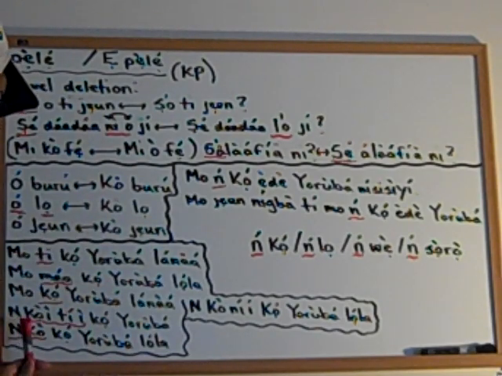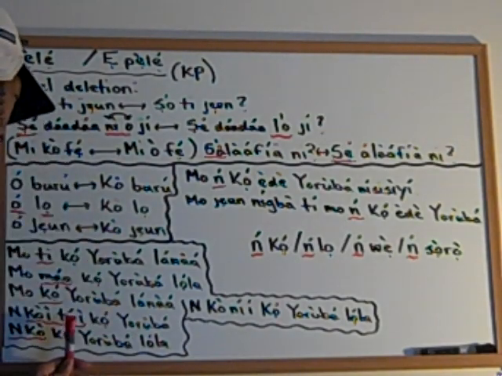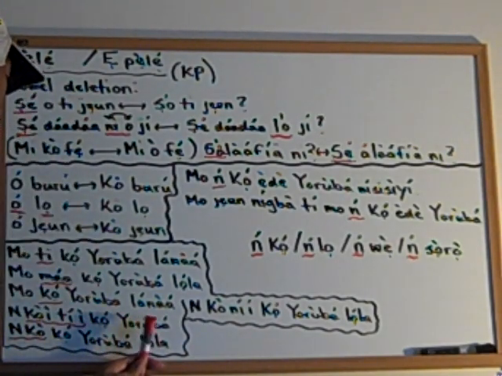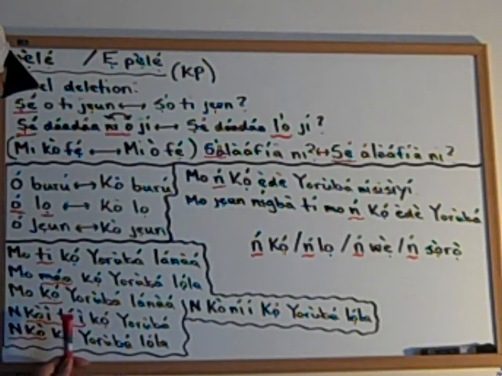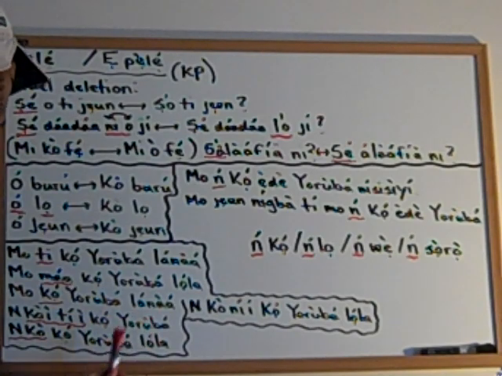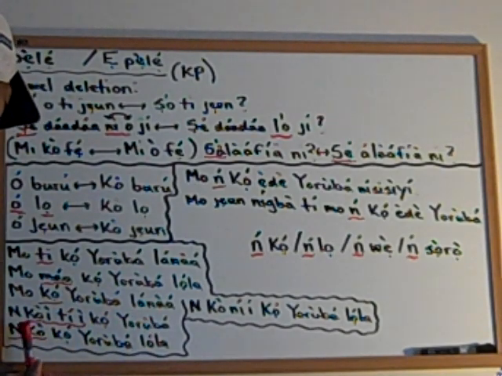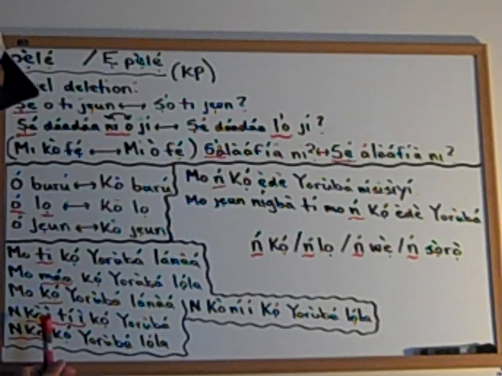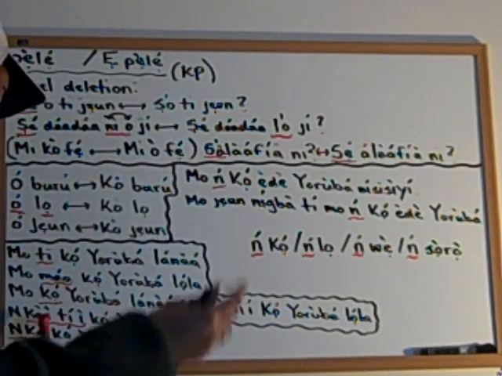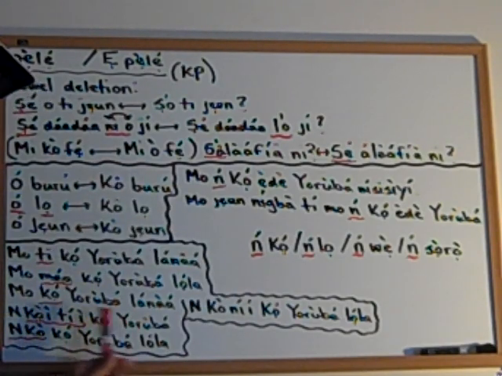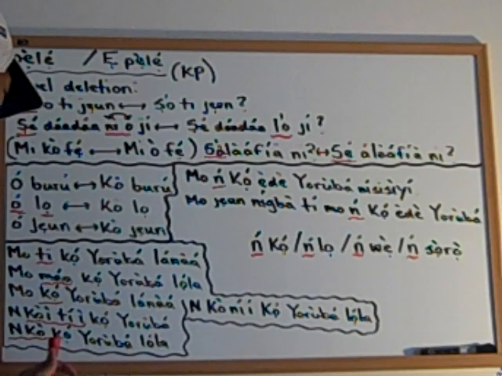Okay, the next one. N ko. Let's see. N ko ti ko Yoruba. It's very okay. So this is like the negative of I have done something. I haven't. So I haven't studied Yoruba. N ko ti ko Yoruba. So I haven't studied Yoruba. All right? I think this was in the last lesson as well.